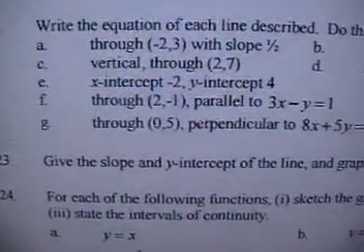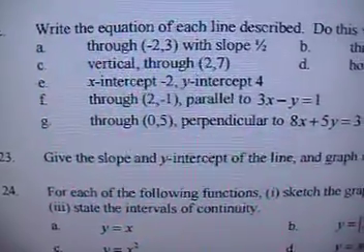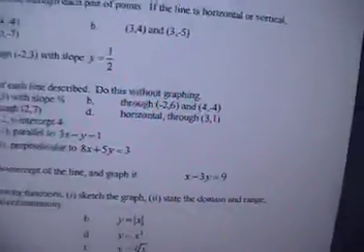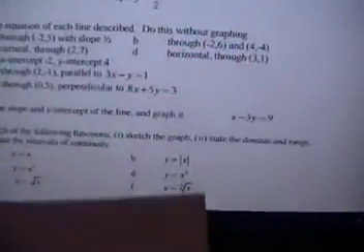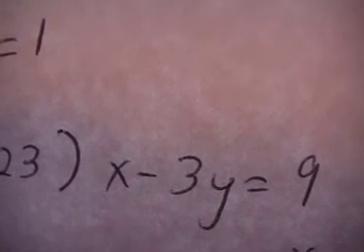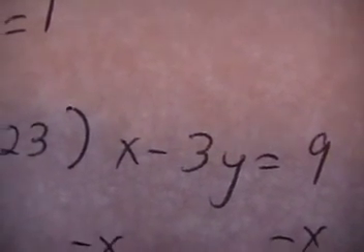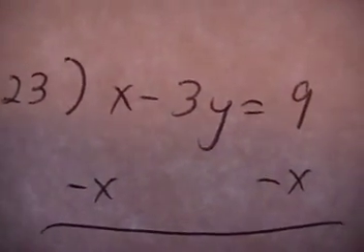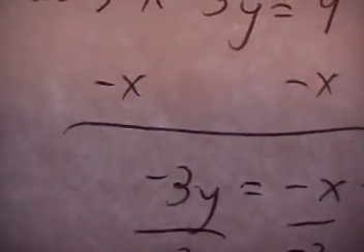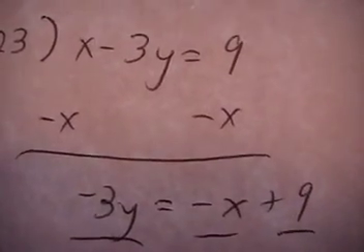Number 23 just says give the slope and the y-intercept of a line, and then graph it. That's kind of how we started the last problem. Take this equation, it's not in the proper mx plus b form. We got to get y by itself first. Subtract x from each side. Notice the 3y will still be negative though. -3y equals -x plus 9.